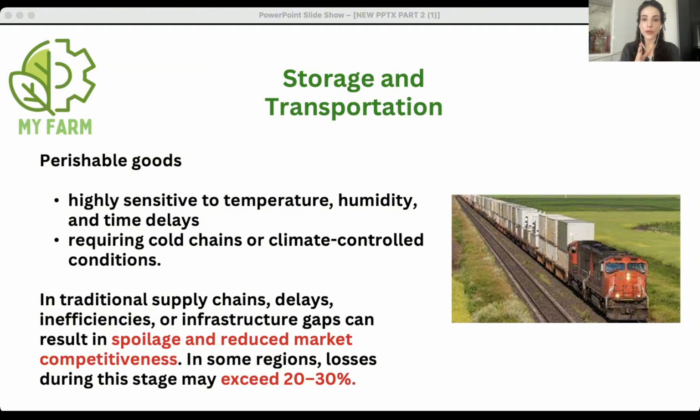In terms of storage and transportation, perishable goods such as vegetables, dairy, and meat are highly sensitive to temperature, humidity, and time delays, often requiring cold chain or climate control conditions. In traditional supply chains, delays, inefficiencies, or infrastructure gaps at this stage can result in spoilage and reduce market competitiveness. In some regions, losses during this stage may even exceed 20 to 30%.